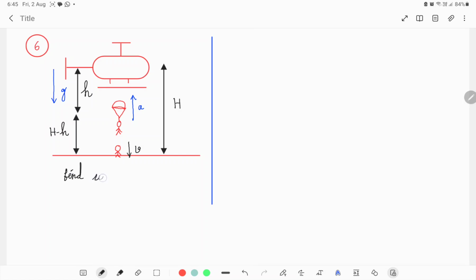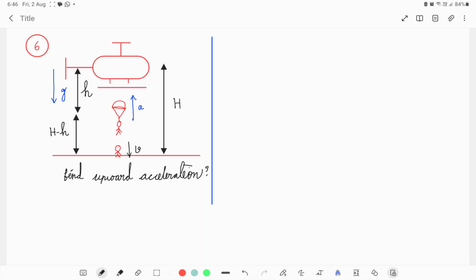Find the upward acceleration, that's the question. So there are two cases: before opening the parachute and after opening the parachute. So we have to go for two cases.